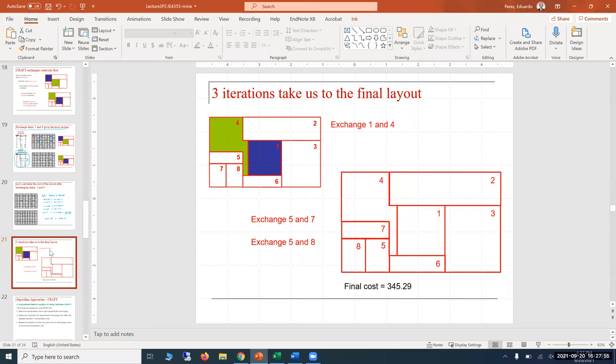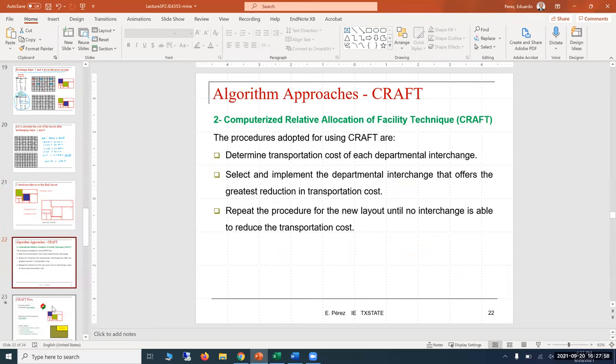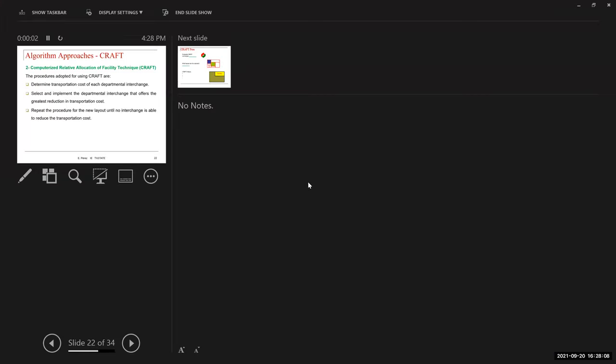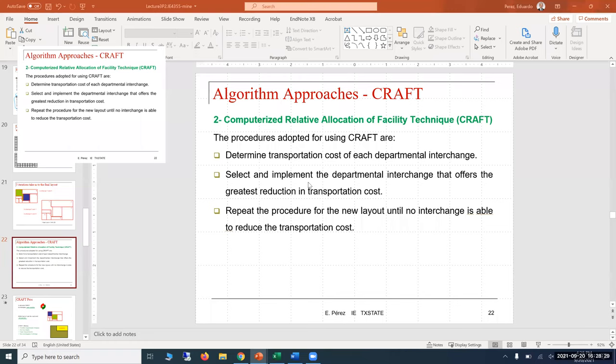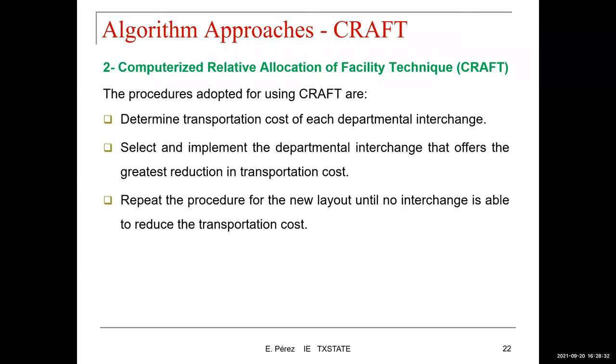And essentially, yes. So let's close the discussion in terms of CRAFT. The procedure adopted for using CRAFT is: determine transportation costs of each department interchange, select and implement the departmental interchange that offers the greatest reduction in transportation costs, and repeat the procedure for the new layout until no interchange is able to reduce the transportation costs, which is what we saw in that example.